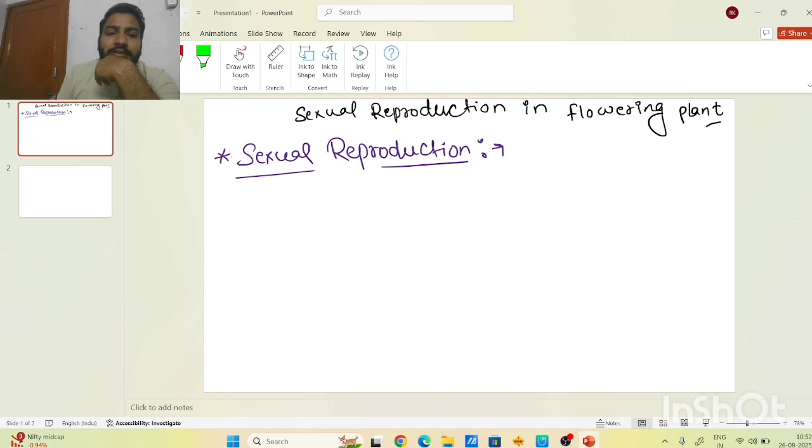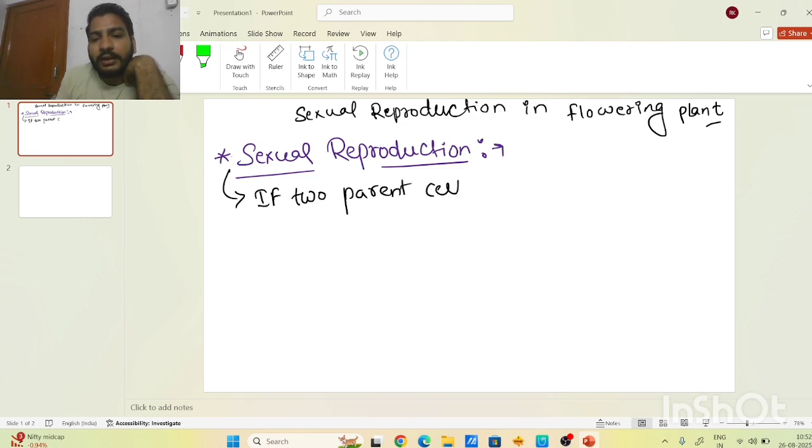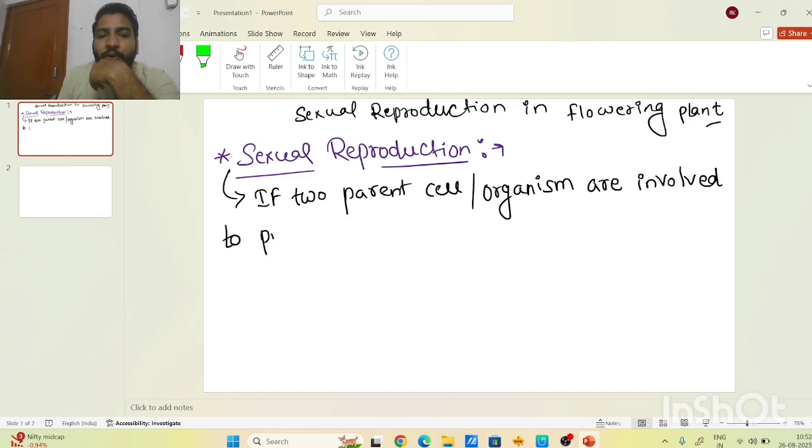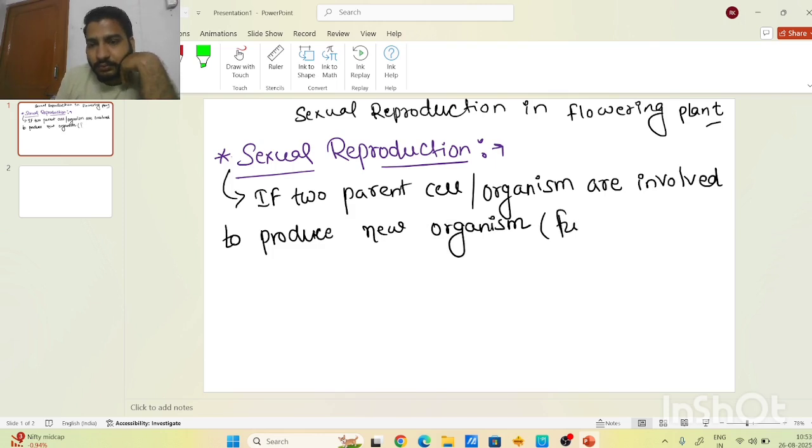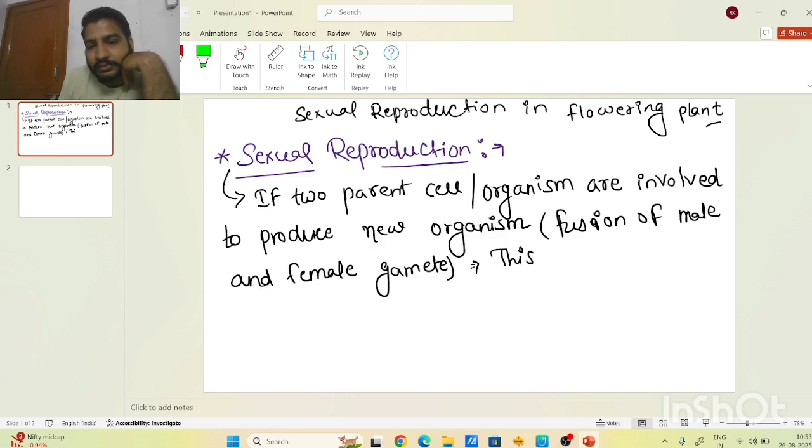Then we can say if two parent cells or organisms are involved to produce a new organism, with fusion of male and female gametes, this process is known as sexual reproduction.